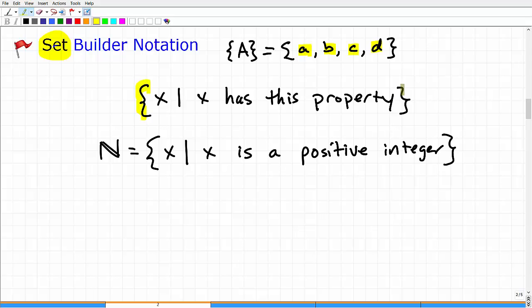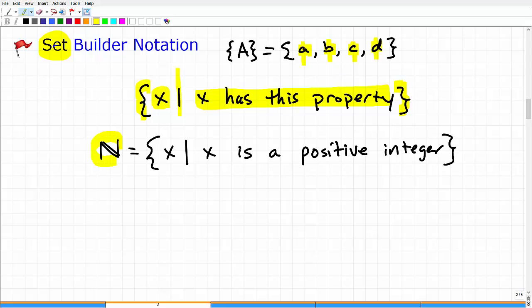You're going to have these brackets like this, and then we're going to establish a variable x, and x just represents a general description of the elements that are going to be in the set. Then you're going to put this little vertical line, and then you're going to talk about the property of what those elements have in the set. So let's take a look at an example.